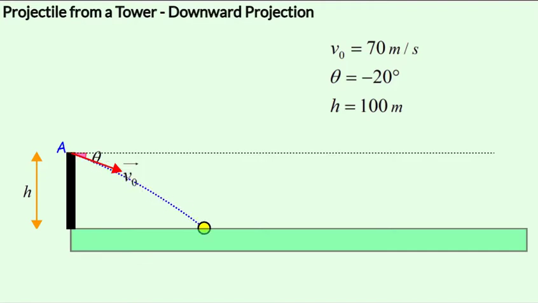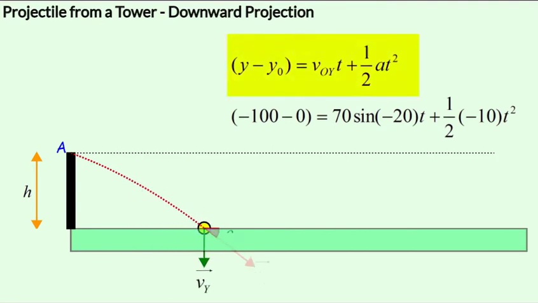So we have a projectile launched from a tower of height 100 meters and launched with a speed of 70 meters per second at an angle of 20 degrees with the horizontal, but below the reference line. So we consider theta as minus 20. Let's first find the time of flight.